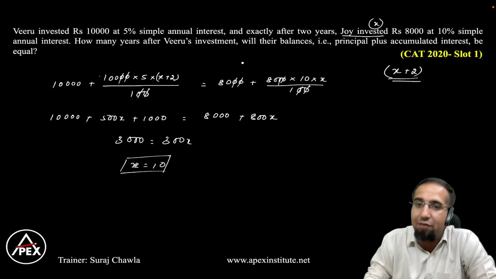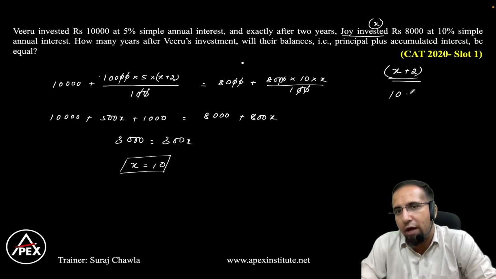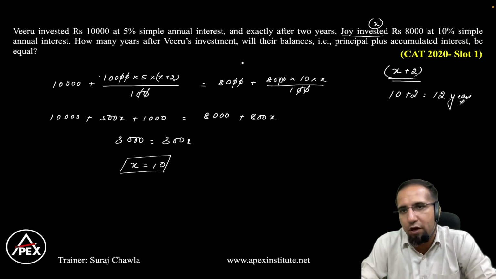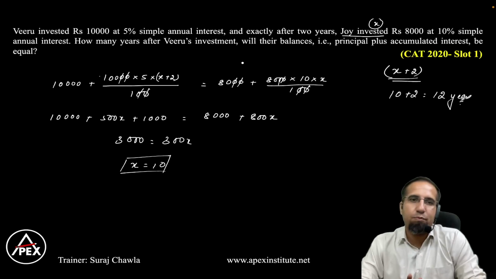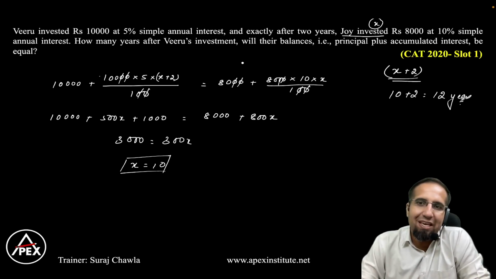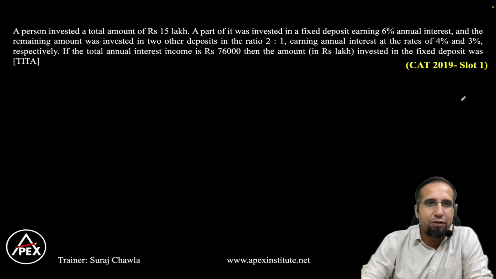I repeat, we want the value of X plus 2. So therefore the answer here becomes 10 plus 2, which is after 12 years we are looking at their interest plus principal value should be equal. Clear? Let's look at the next question here.